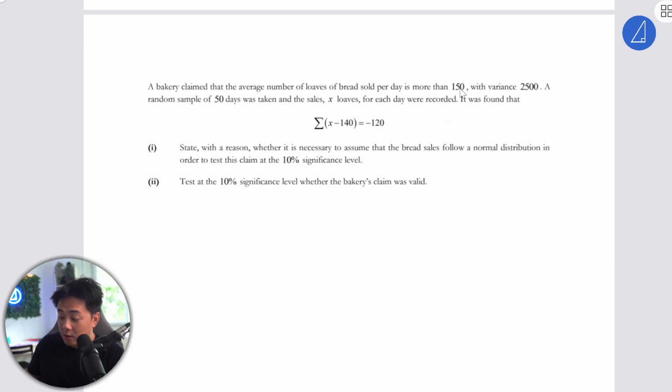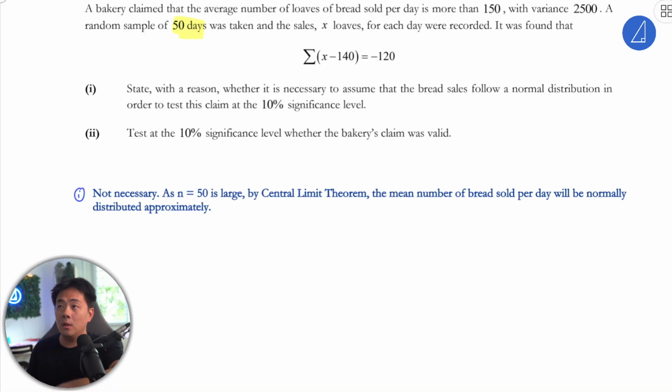The answer is no, because you are essentially taking 50 days, right? Okay, so by central limit theorem, the sample mean would be approximately normal, since the sample size of 50 is rather good. Note that central limit theorem is an approximation. It's not an assumption. It actually happens. So that's the power of central limit theorem. This is the first part.